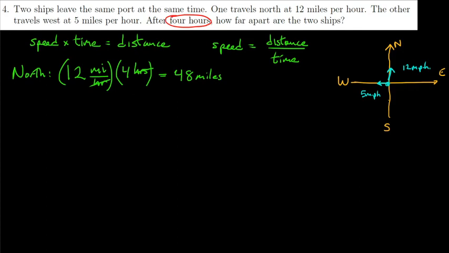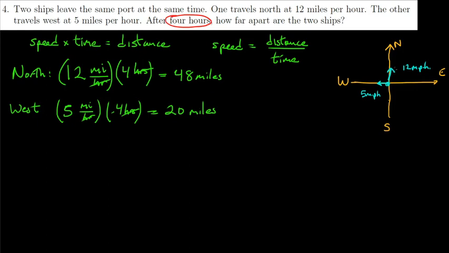Now let's look at the one going west. And that's only going 5, it's supposed to be a 5 miles per hour. Still traveling for 4 hours, so 5 times 4, is 20 miles. Okay, so now, how far apart are they? Okay, so this one's, again, this is why this is a tricky problem. Well, okay, so here's another way to think.